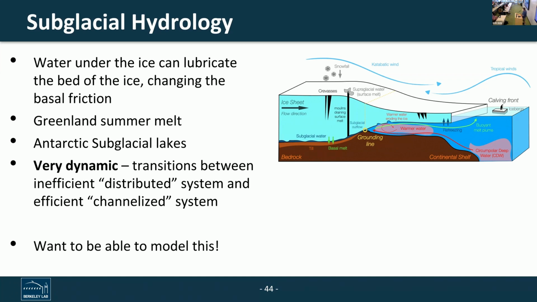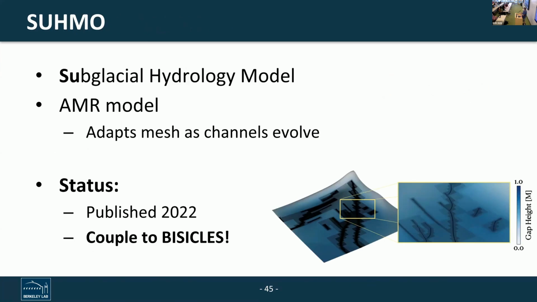So with the span of a melt season, really, you see the ice speed up and slow down as this water system evolves, right? And so to really understand what's happening in the ice, we need to understand what's happening with the water under the ice. And so we want to be able to model this. And it turns out the same thing, we don't know where these channels are going to form. So it's another great idea for adaptive mesh refinement. And so we've built this subglacial hydrology model called SUMO, which basically is an AMR model which adapts the mesh as the channels evolve.